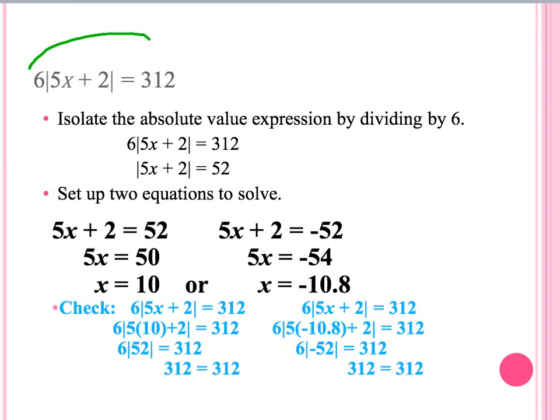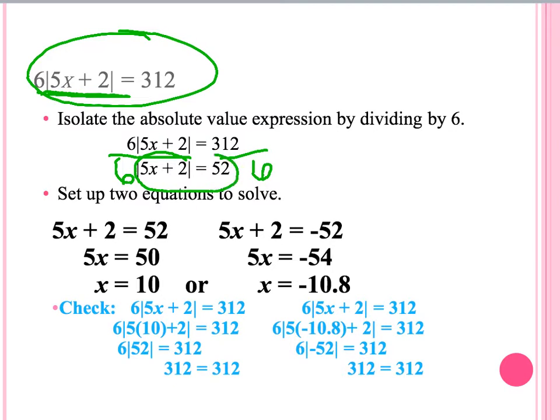Another example of an absolute value equation is given above. Remember, our first step to solving absolute value expressions is to make sure the absolute value is isolated. In our above equation, our absolute value is not isolated, so our first step would be to divide both sides by 6. When doing this, we end up with our absolute value equaling a number, which tells us that it is isolated. Then we go to our second step, setting up two separate equations.